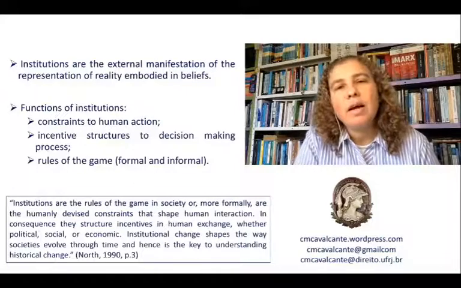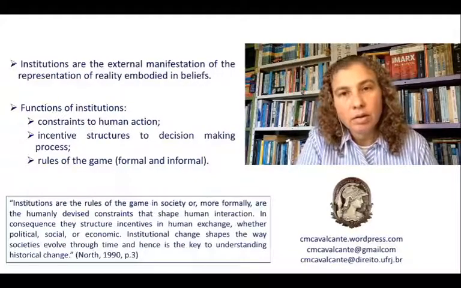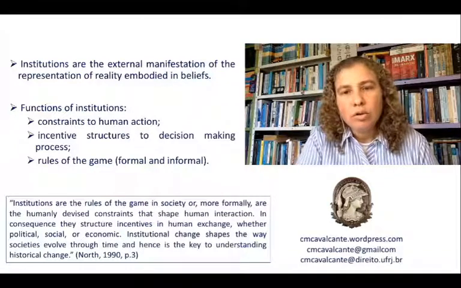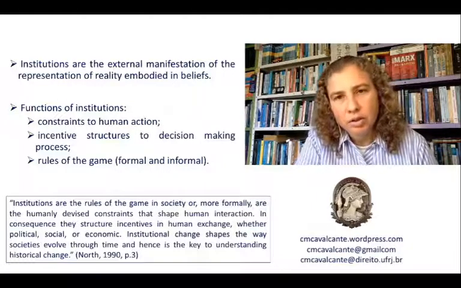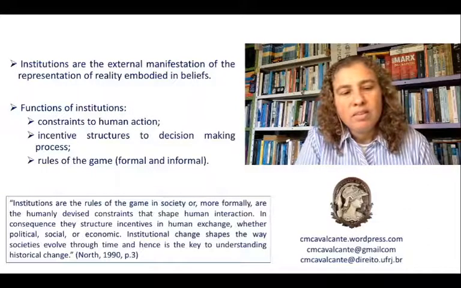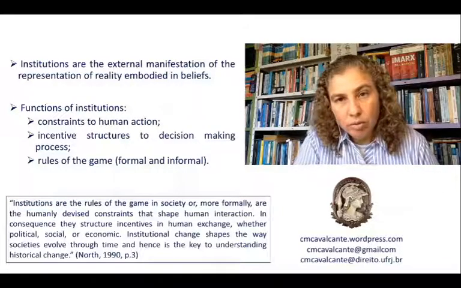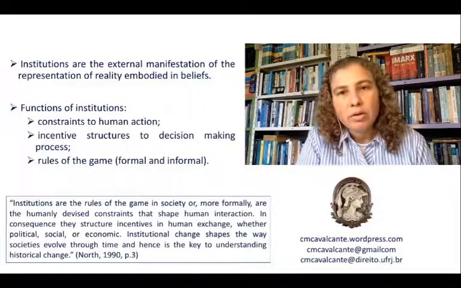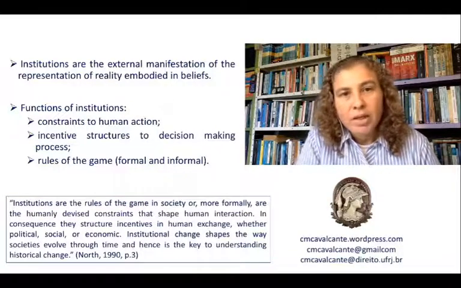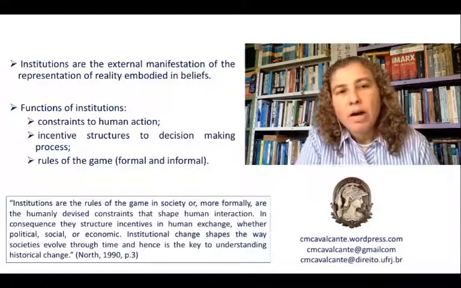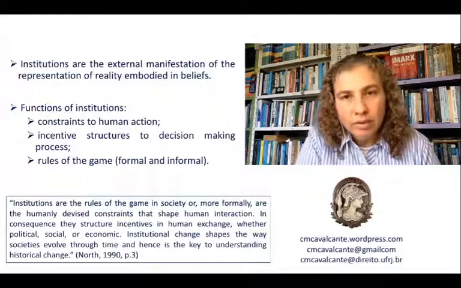If mental models are inside the human mind, institutions are an external manifestation of the representation of reality embodied in beliefs. We saw that institutions just have a reason to exist in a world in which individuals have limited rationality. In this sense, institutions can be seen as a cognitive complement to this limited computational capacity of individuals. But institutions are not mere cognitive crutches. In North's work, we may find at least three functions of institutions. They can be constraints to human action, they may provide incentive structures to the decision-making process, or they can be the rules of the game.